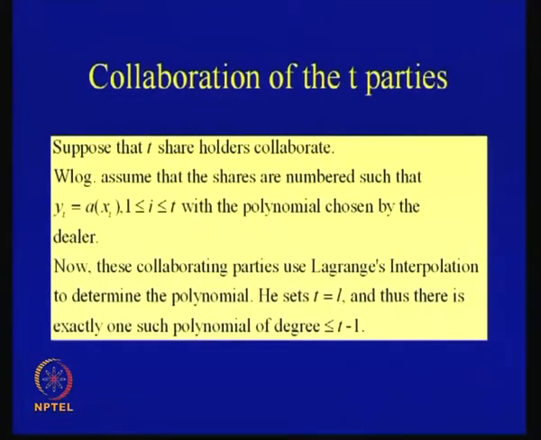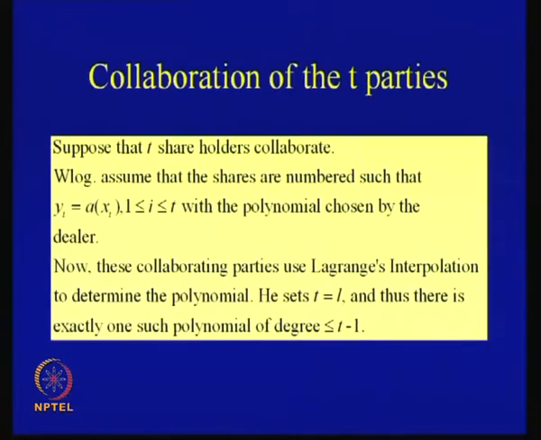So, what the t shareholders do is that they collaborate. They come together, and without loss of generality, you can assume that the shares are numbered y1 till yt. So, we have y1, y2, y3 and so on till yt, and the corresponding x1, x2 and so on till xt. What will these collaborating parties do? They can apply Lagrange's interpolation technique, and try to find a polynomial that fits all these t points, right.